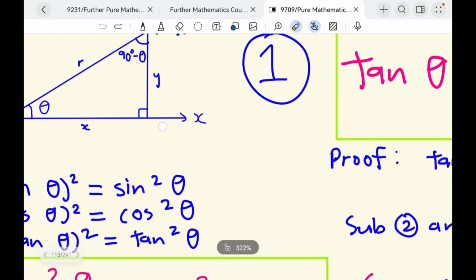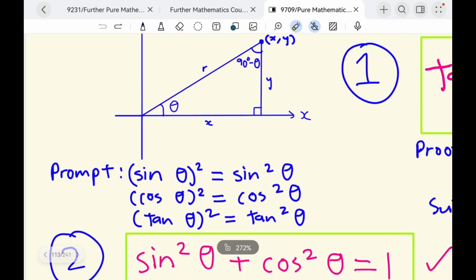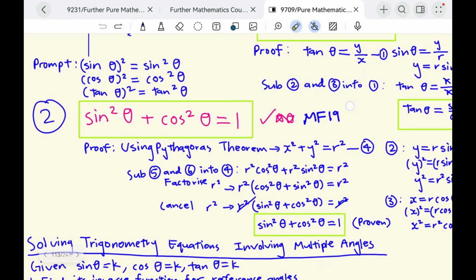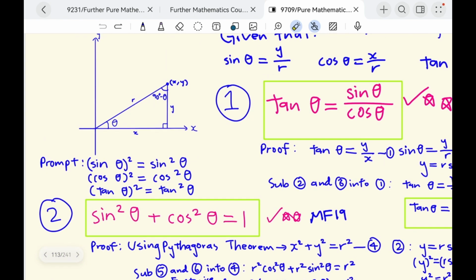So here is the prompt: how to identify sine square. Sine square means sine theta in brackets, squared, as well as for cos theta and tangent theta. So this is the best way to see it for your understanding, to avoid candidates misunderstanding these three common expressions.